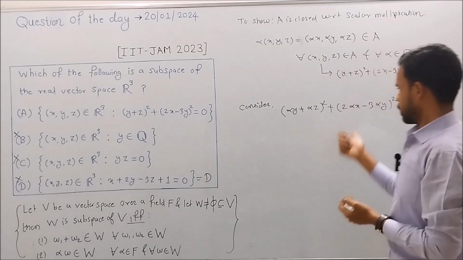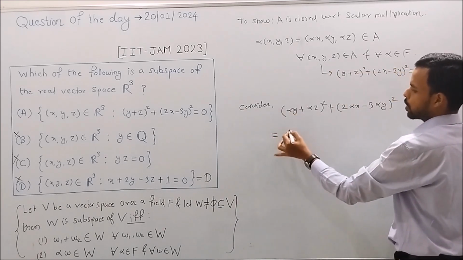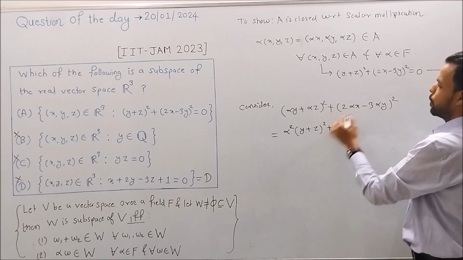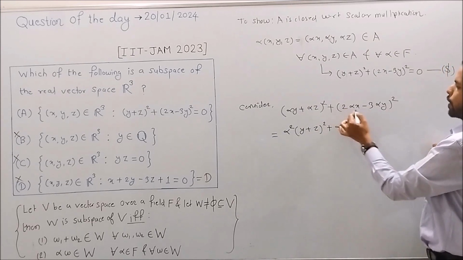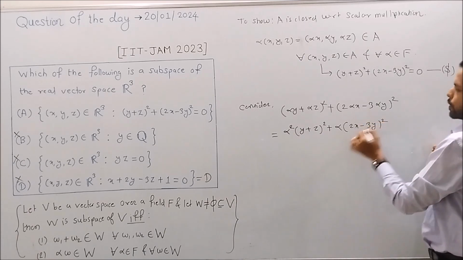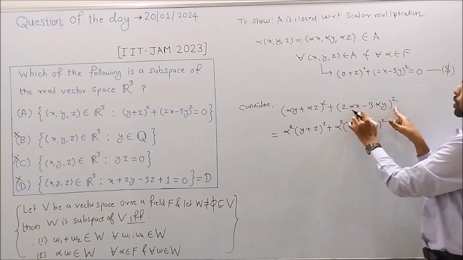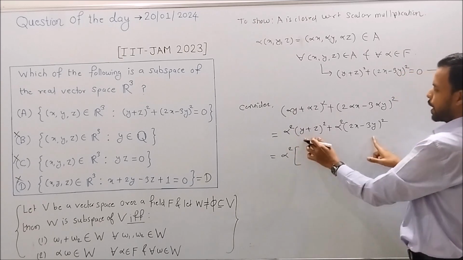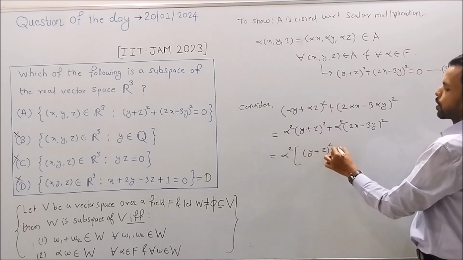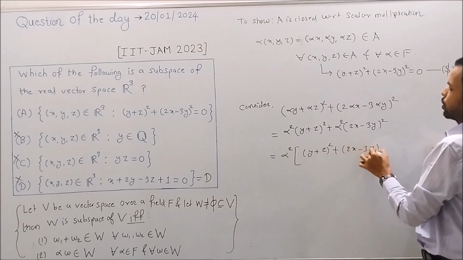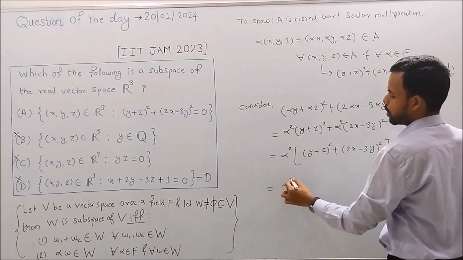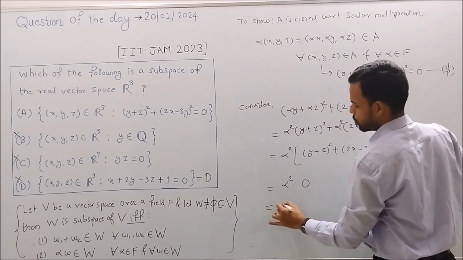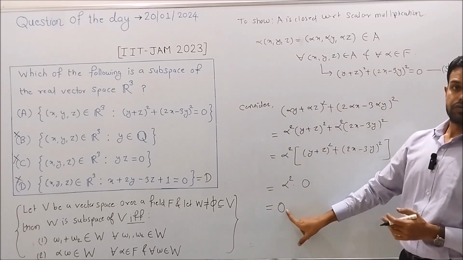And so A will be closed with respect to scalar multiplication. Now this sum, I can take common. What we get? Alpha square times (y plus z) whole square plus alpha common, (2x minus 3y) whole square. Sorry, alpha square, because it is a square term. So when we take alpha common, outside will be alpha square. So alpha square in bracket (y plus z) whole square plus (2x minus 3y) whole square, and this is equal to alpha square times this sum, which equals 0 by this equation. So this is 0.